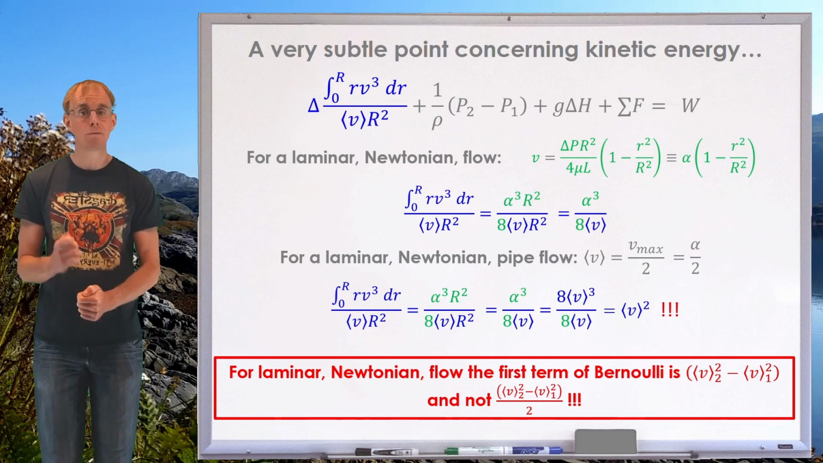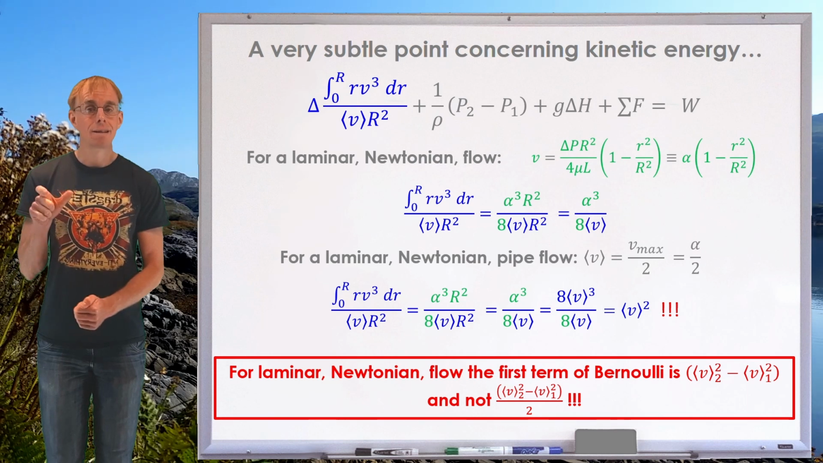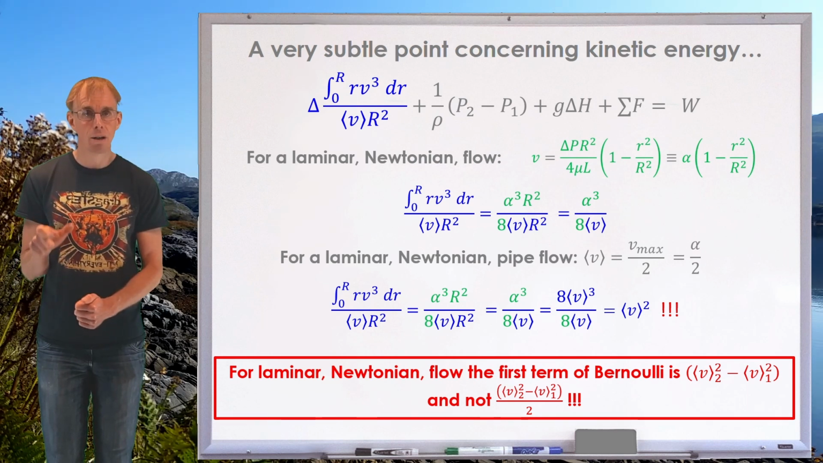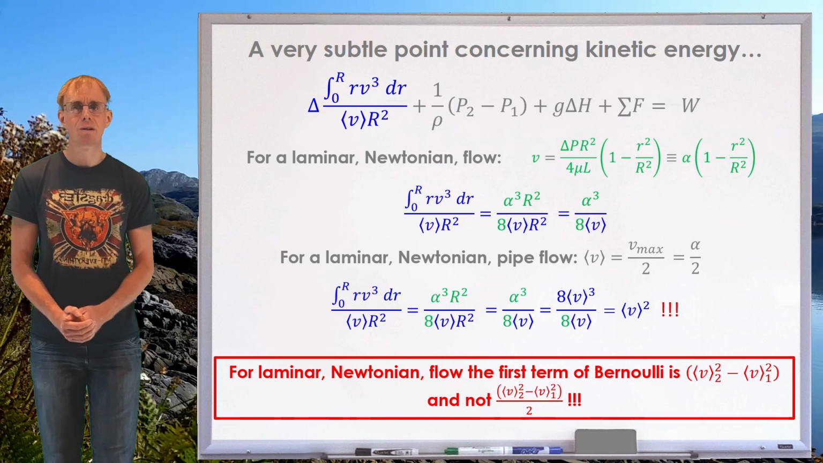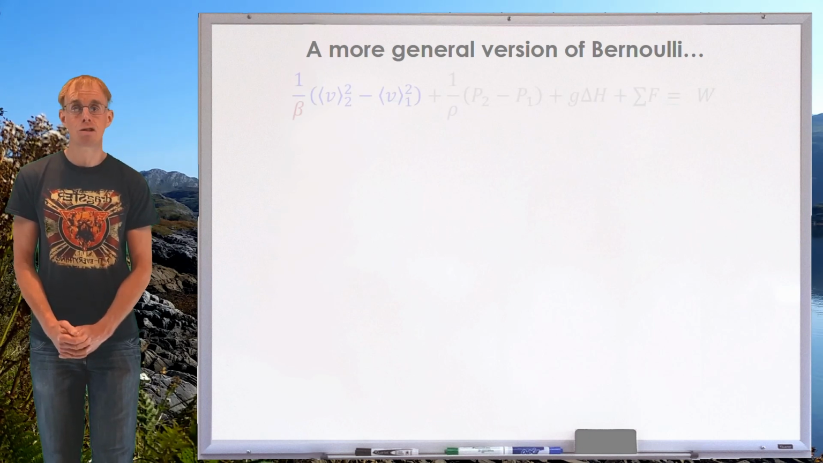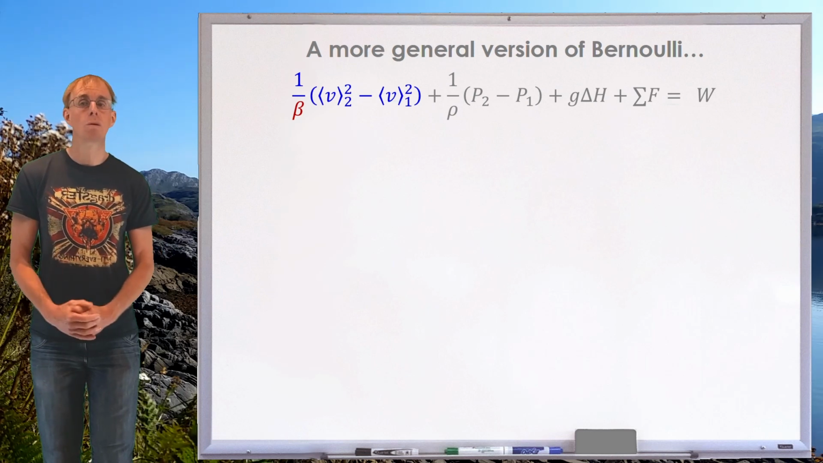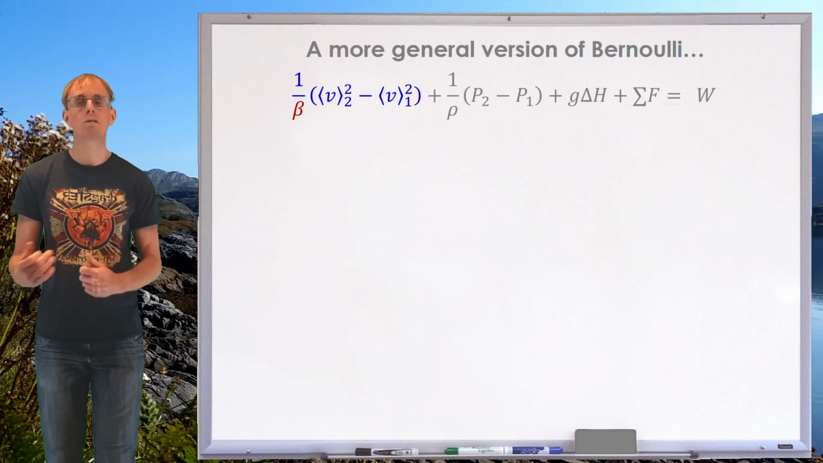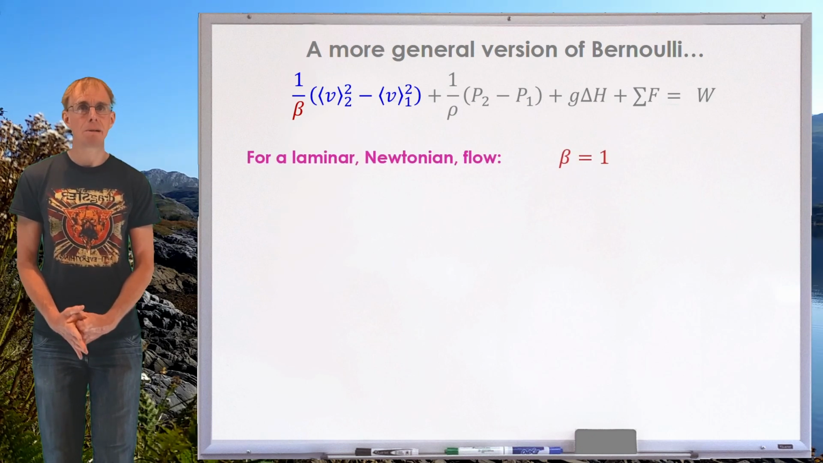So for laminar Newtonian flow, the first term in Bernoulli, that kinetic energy term, is simply the difference of the squares of the velocities at each end, assuming that we're dealing with the equation that's been divided through by density. It is not half of that difference. So let's write a more general version of Bernoulli down that we can now use in different situations. Instead of writing a half times v2 squared minus v1 squared, I'm going to write 1 over beta times v2 squared minus v1 squared. Now, for laminar Newtonian flow, beta is equal to 1.